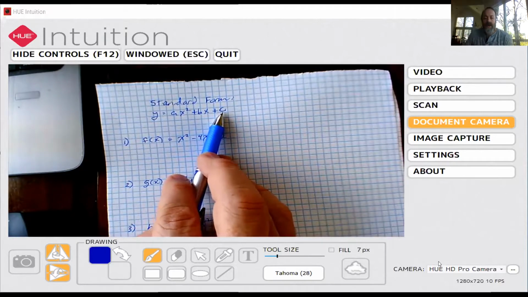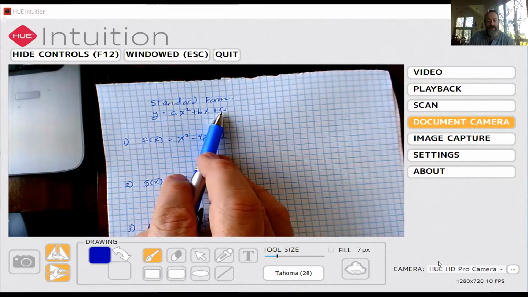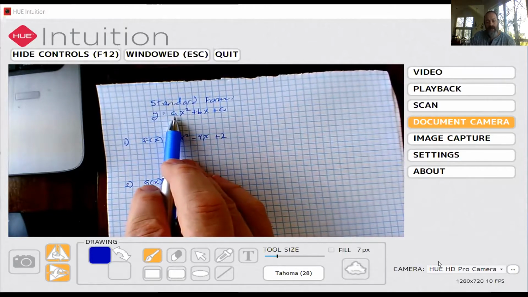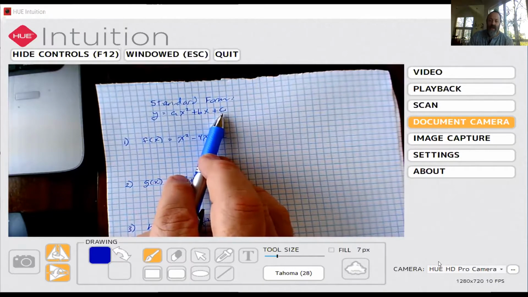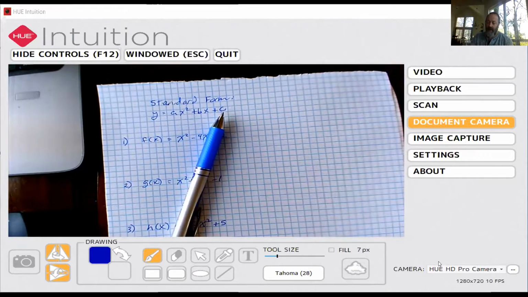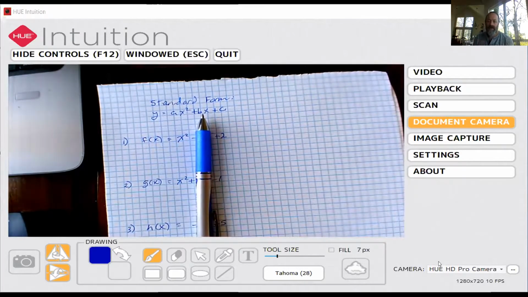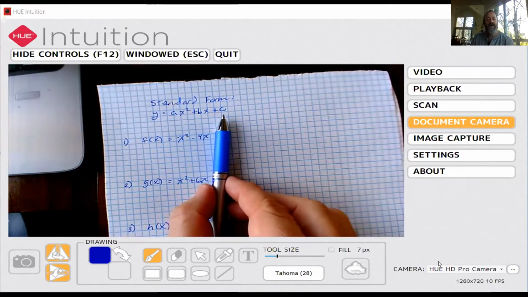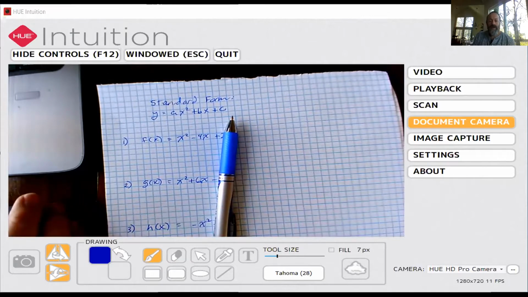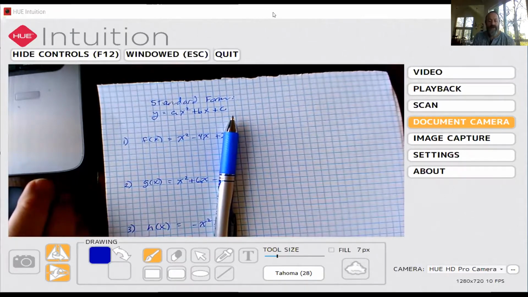What you learned in the activity yesterday is that a is important because it tells us how steep the graph is and whether the graph opens up or opens down. C told us the y-intercept, which slides the graph up and down. And b was kind of a weird one: it moves the graph left and right, but also up and down a little bit, because it had to pivot around the value c. So I want to take you through a couple of examples that remind us what we did yesterday.